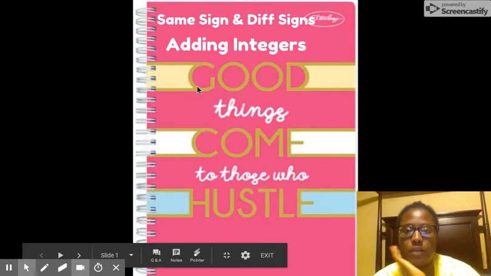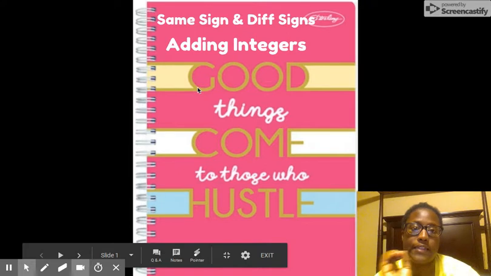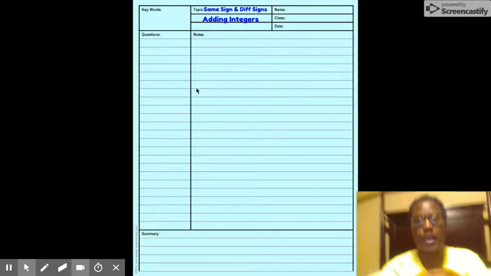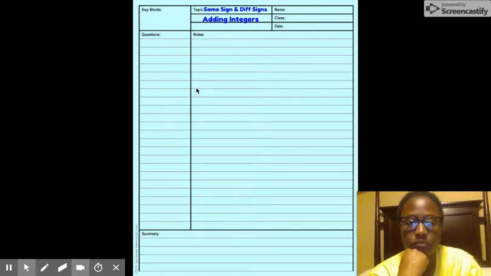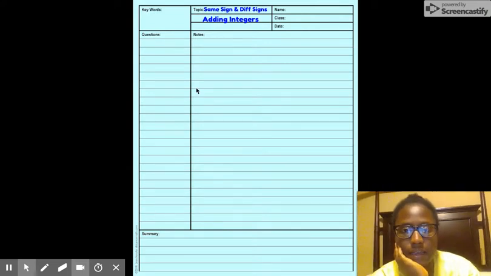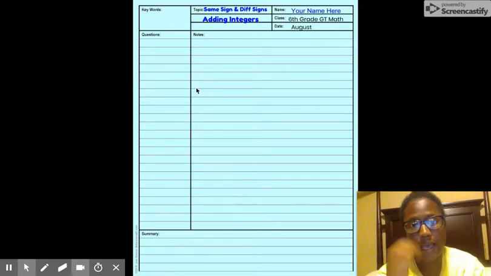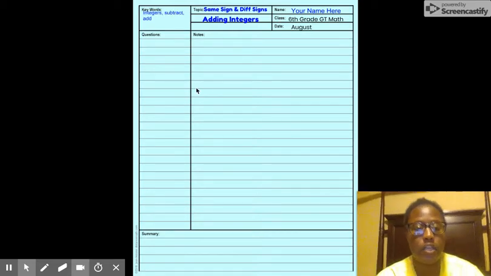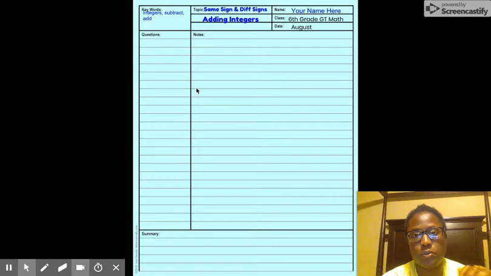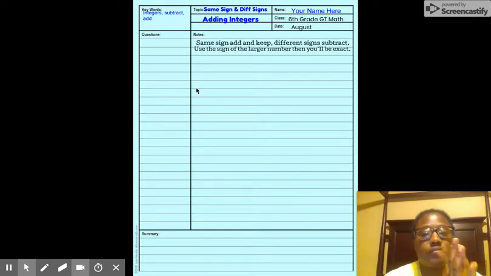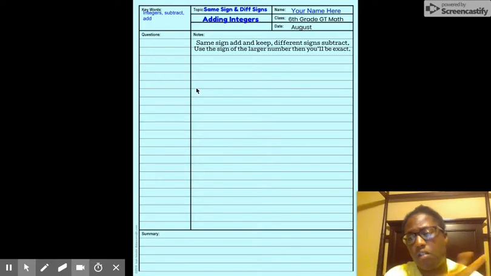All right, so we're going to be doing same sign and different signs, adding integers. So go ahead and make sure you have your Cornell note page out. The title is going to be same sign and different signs, adding integers. I'm going to put your name there, 6th grade GT math, and then August, whatever today's date is. Your keywords are integers, subtract, and add. And I added the lyrics of a song.